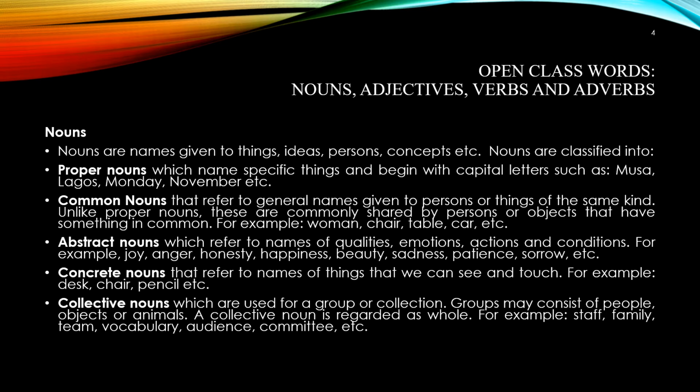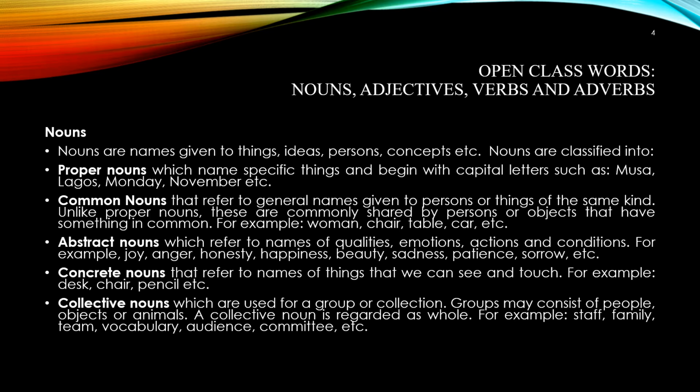Then we can also have abstract nouns. This kind of nouns or classification of nouns refers to the names of things that we cannot see, we cannot touch, such as maybe qualities, emotions, actions, and conditions. For example, you cannot see joy, you cannot see or touch anger, you cannot touch or see honesty, you cannot see happiness or beauty. So all these categories of nouns are called abstract nouns because they are not visible, they are not touchable, you cannot see them, that's why they are so called, as the name implies, abstract.